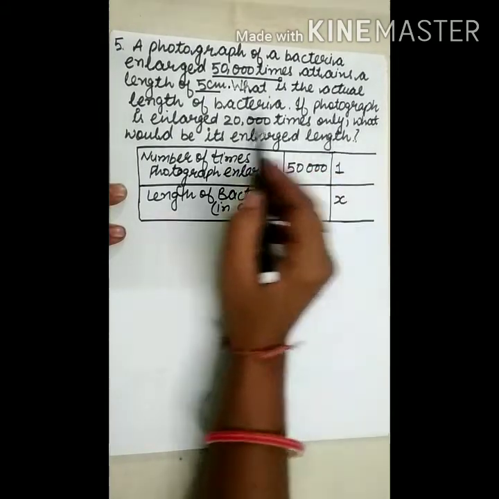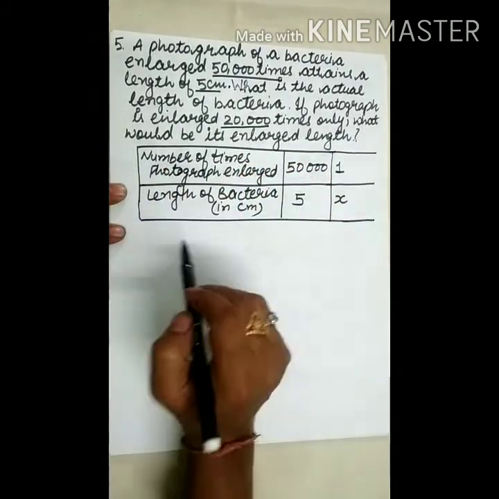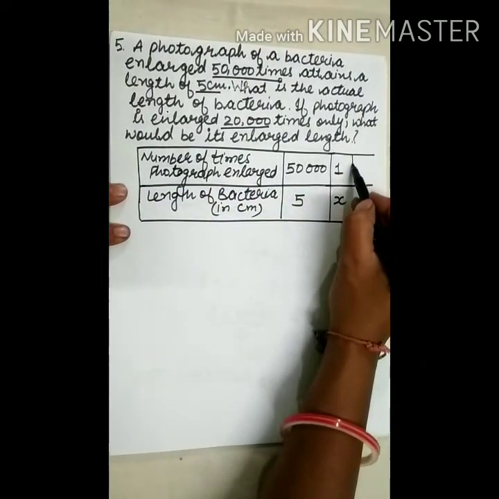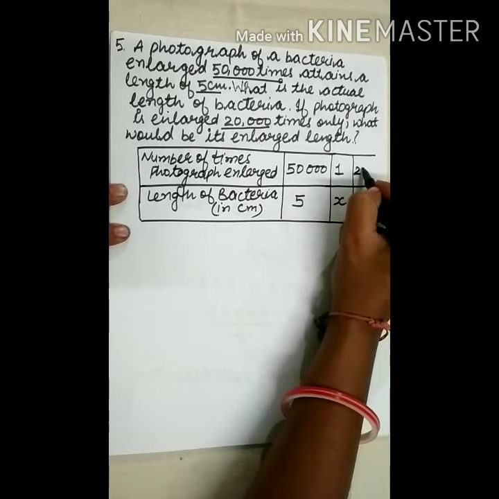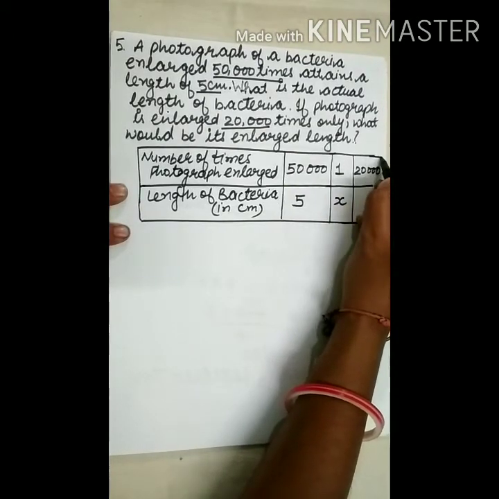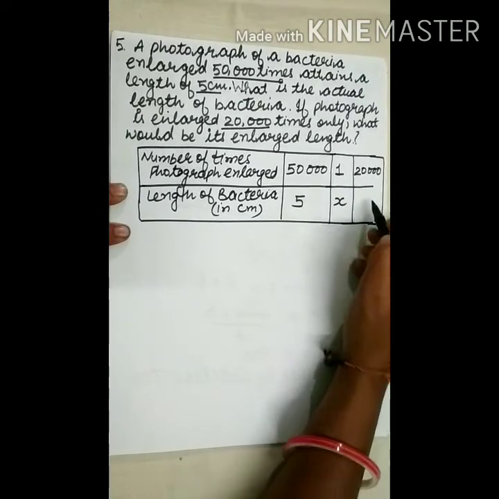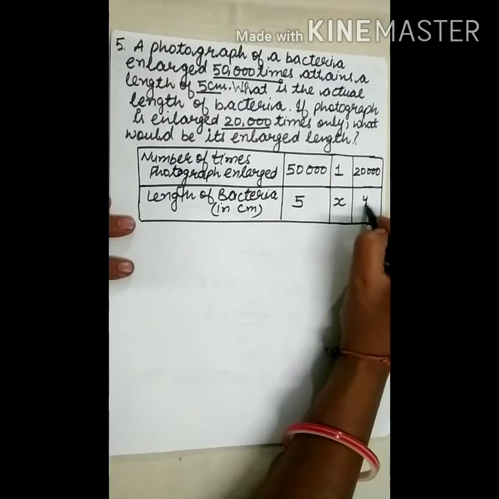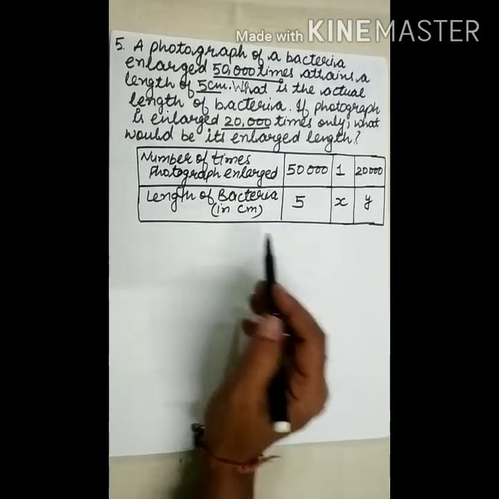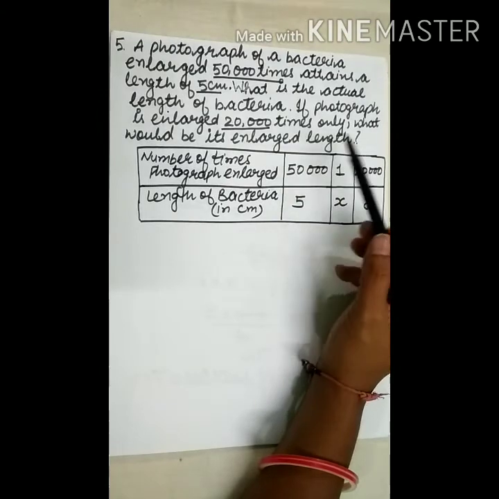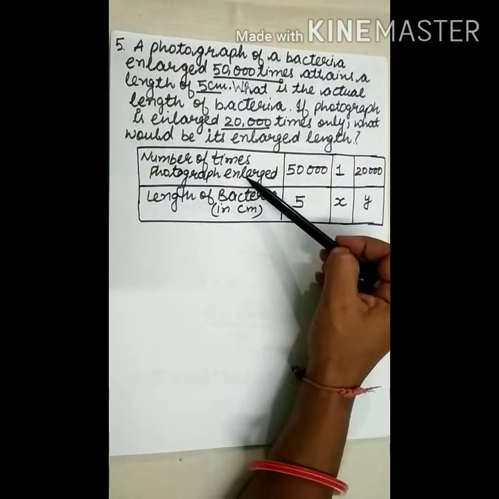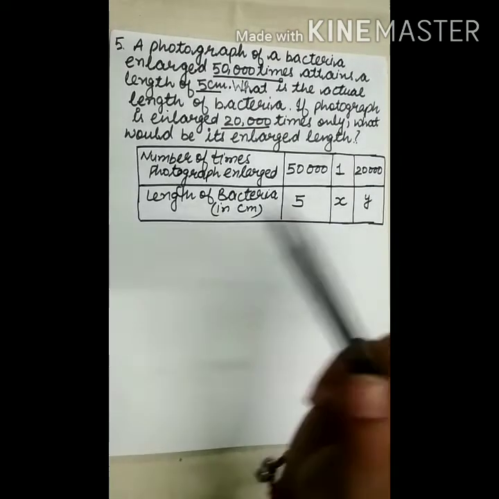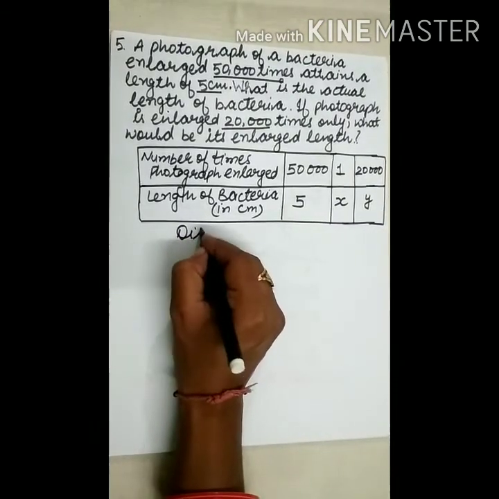Next condition is if the photograph is enlarged 20,000 times, then what would be its enlarged length? Now here the next is 20,000 times. If we are enlarging the photograph, then what would be the length? We are just taking it as y. Now if we are decreasing the number of times photograph enlarged, then obviously the length of bacteria will decrease. So this is in direct proportion.